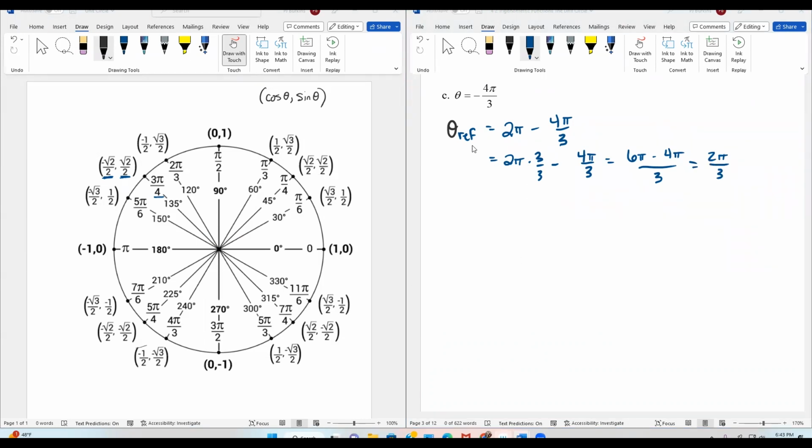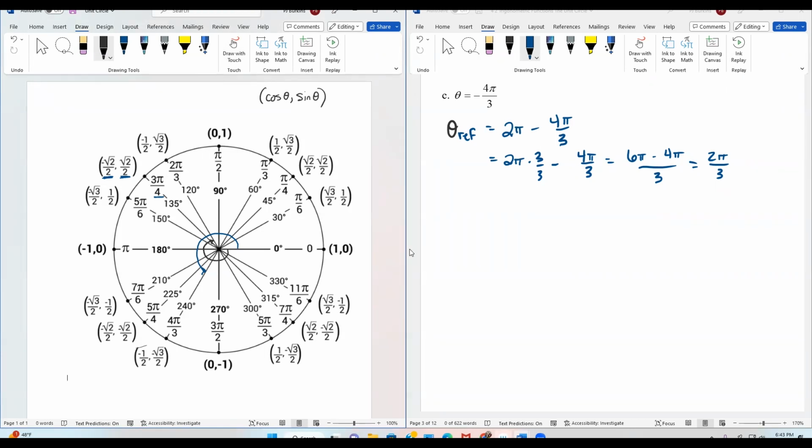Another way you could look at that, if you didn't want to add 2 pi to the angle: to get to 4 pi over 3 over here, we have to go at least 180 and then another 60. So what if I did that in the negative direction? Well, I would go 180 and then another 60. So look where that gets me: 2 pi over 3.